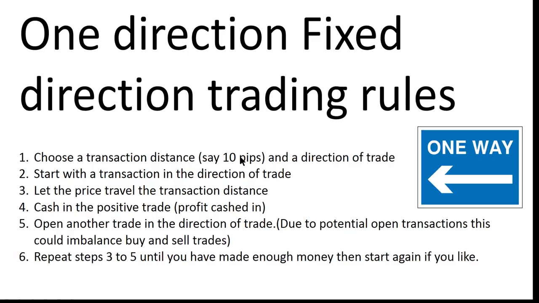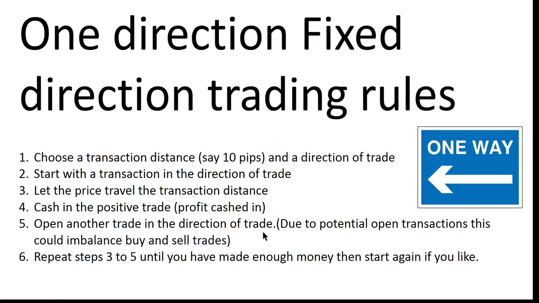You choose a transaction distance, let's say 10 pips. You start with a transaction in the direction that you want to trade. You let the price travel the transaction distance. Now, that means up or down, so it can go up or down. You cash in the positive transaction, if there is one. Sometimes there isn't one. And then you open another trade in the direction of trade.